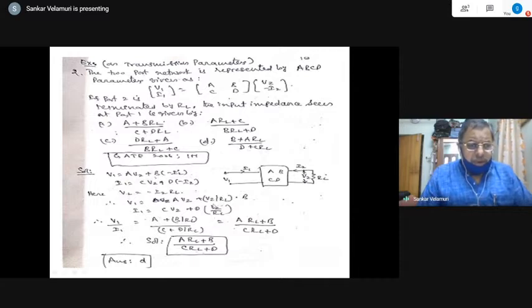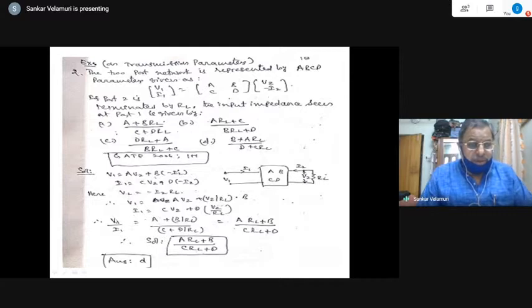So therefore, taking the ratio V1 by I1, because V2 is common to both numerator and denominator, this is (A plus B by RL) divided by (C plus D by RL). So you get the cross multiplication: RL into (A plus B by RL) divided by RL into (C plus D by RL). Both numerator and denominator have 1 by RL, that gets cancelled. So it is (A RL plus B) by (C RL plus D). So that is the ratio V1 by I1 that can be computed.